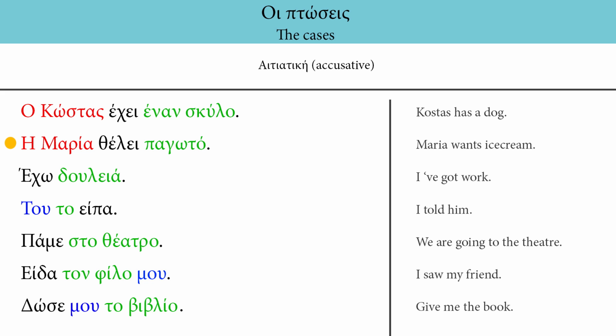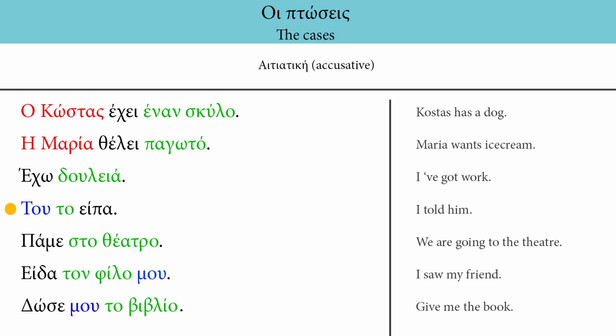The good news is that neuter nouns have the same form for the nominative and the accusative, so you don't have to think a lot before using a neuter noun. Έχω δουλειά. Έχω, I have. The subject here is implied, I, and the object is the feminine noun δουλειά, which also belongs to a group of feminine nouns that have the same form for the nominative and the accusative, so an easy one.